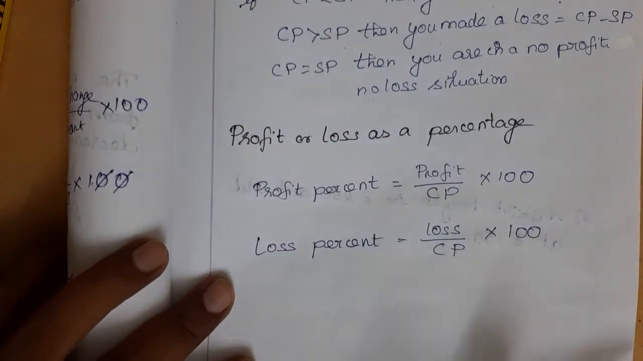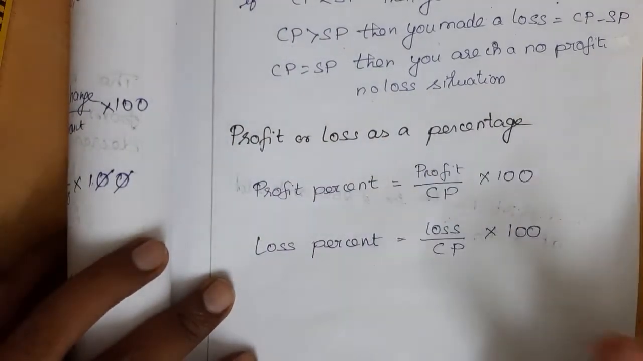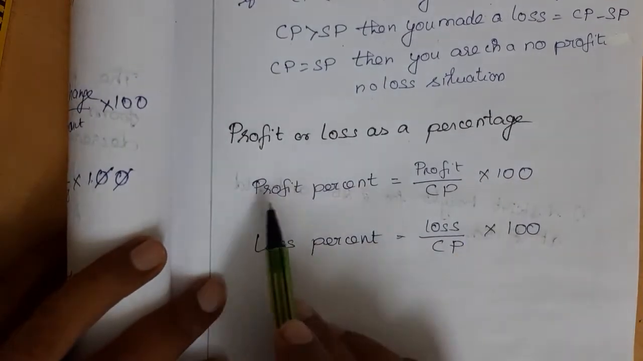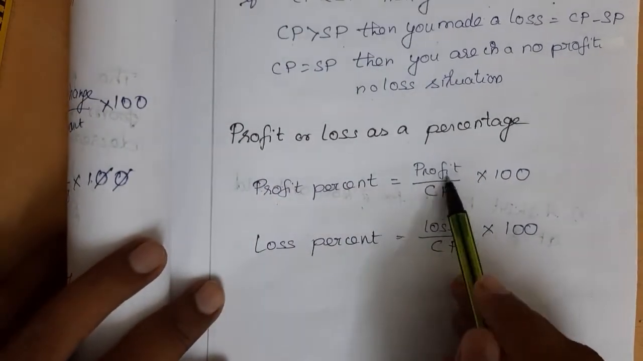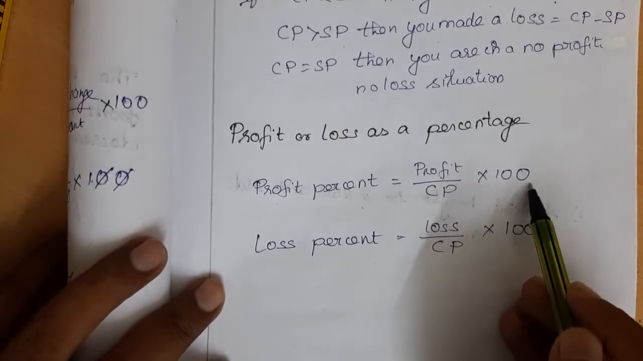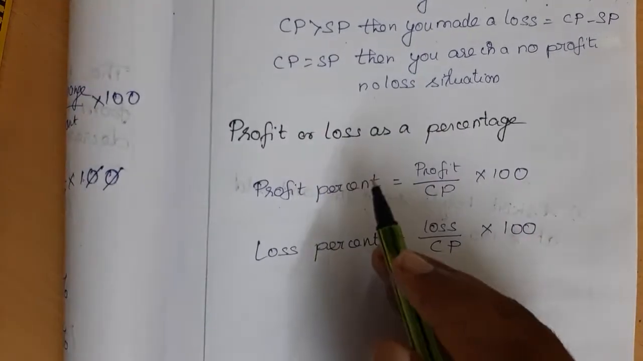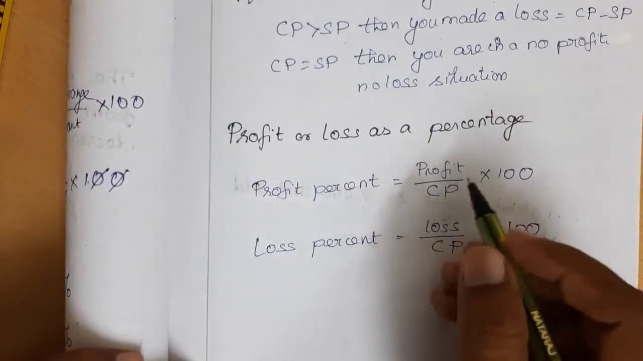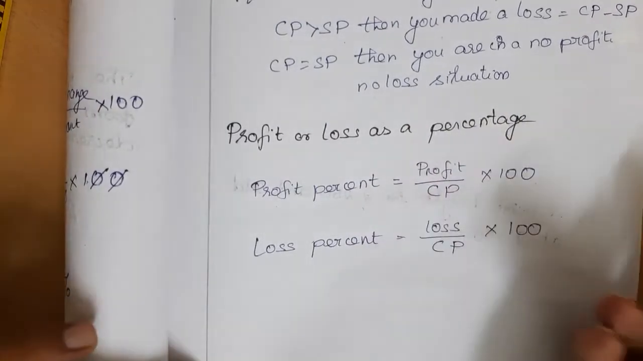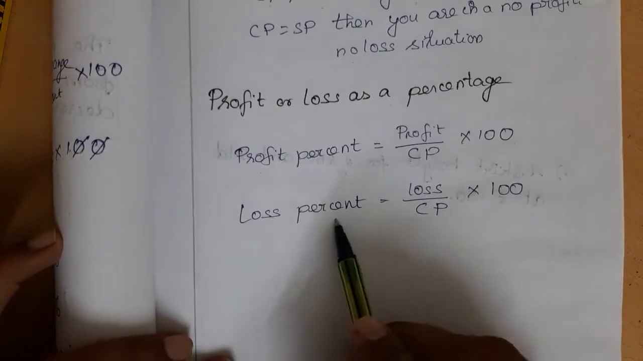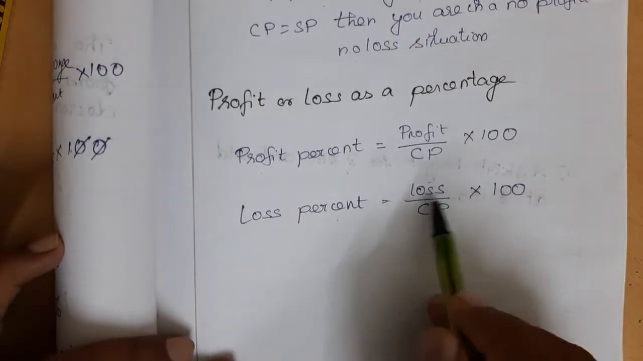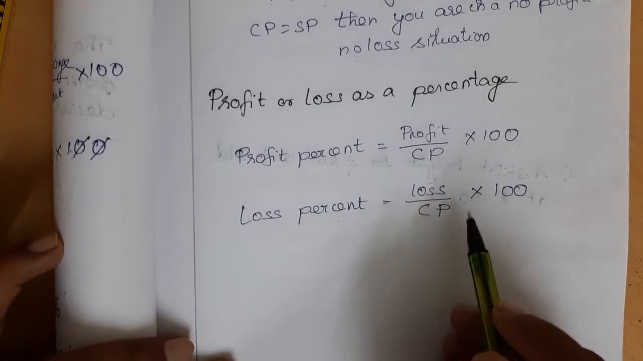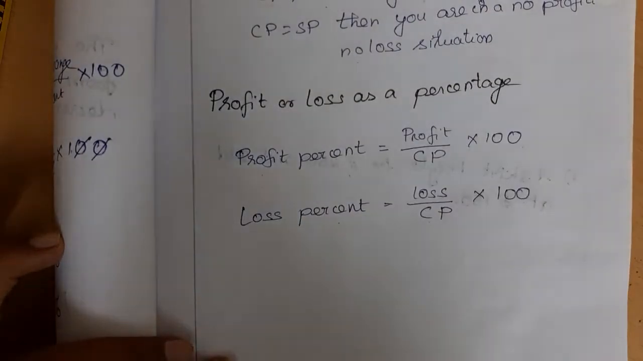Here, the profit or loss as a percentage. We are going to find the percentage of the profit and the percentage of the loss. Profit percentage is equal to profit by cost price into 100. This is the same as the increasing and decreasing percentage. Profit is the extra amount we got, divided by the original cost price, into 100. The same for loss percentage: loss by CP into 100.